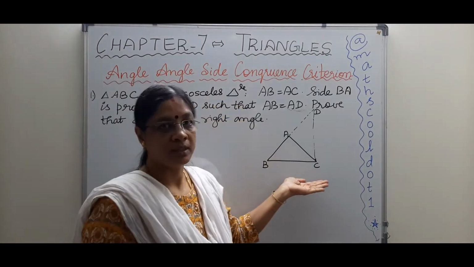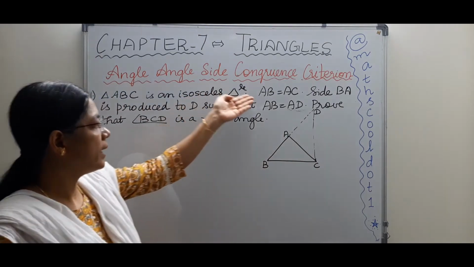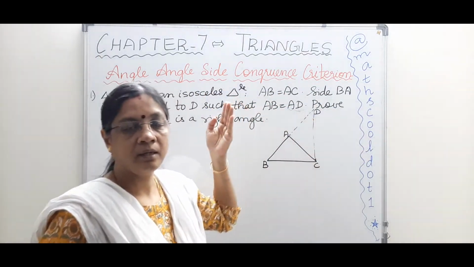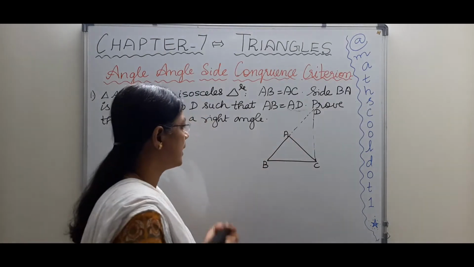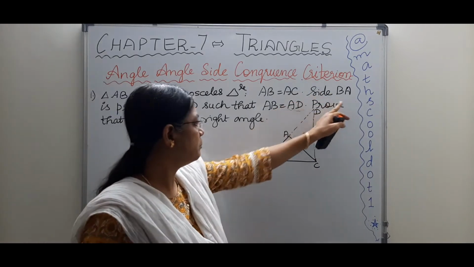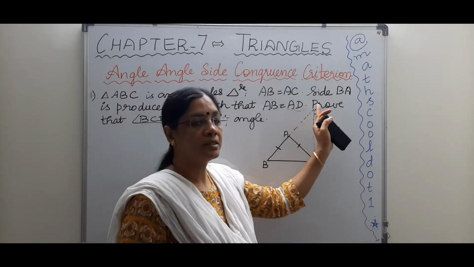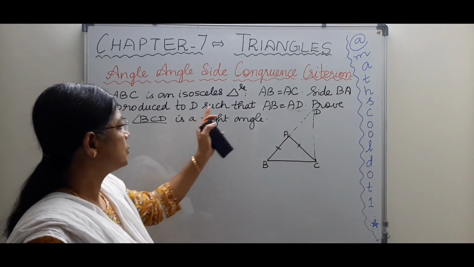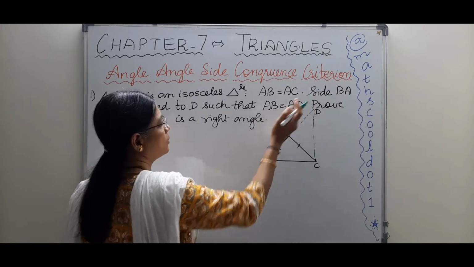ABC is an isosceles triangle where AB is equal to AC. In an isosceles triangle, we have two sides to be equal. So we have AB is equal to AC. Side BA is produced to D such that AB is equal to AD.